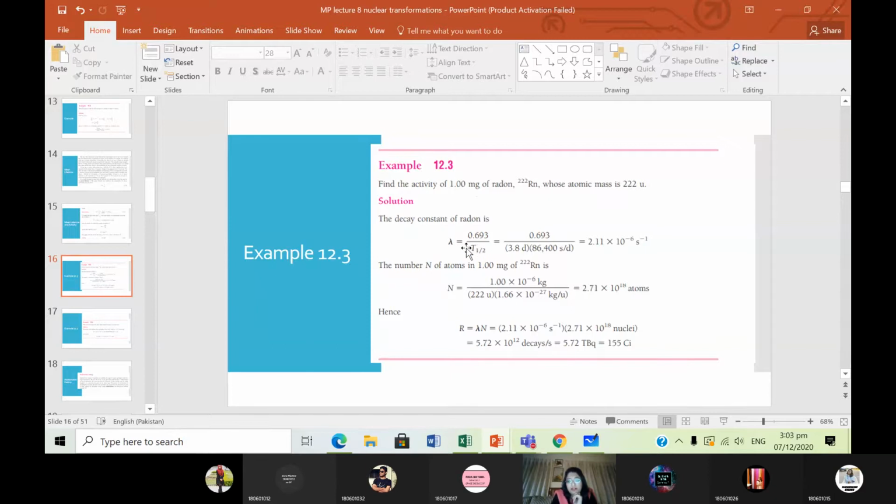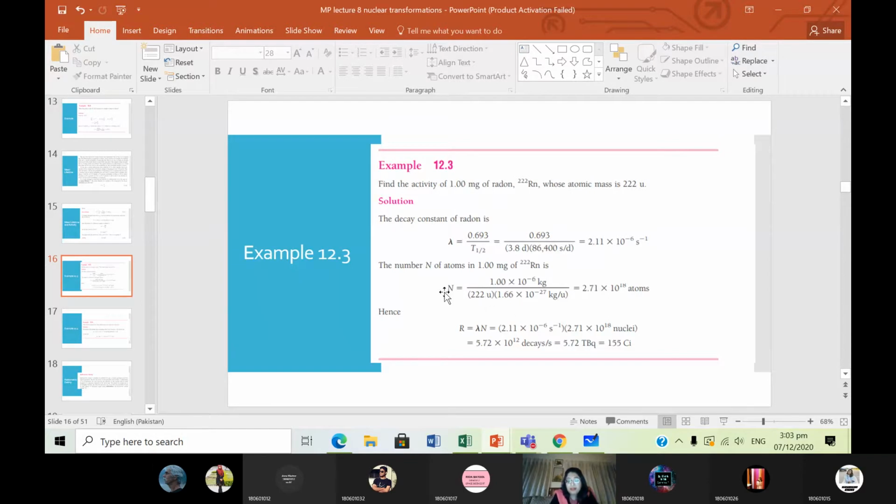So if we know its half-life, we can find the decay constant, which is this. And then the number of atoms: we know that our activity is lambda N. Lambda is this number over here, and capital N is the number of atoms in 1 milligram of radon-222. 1 milligram is 10 power minus 6 kilograms, so we're writing this in terms of kilograms. The number of atoms in 1 milligram of radon-222 is the mass divided by the mass of one atom.